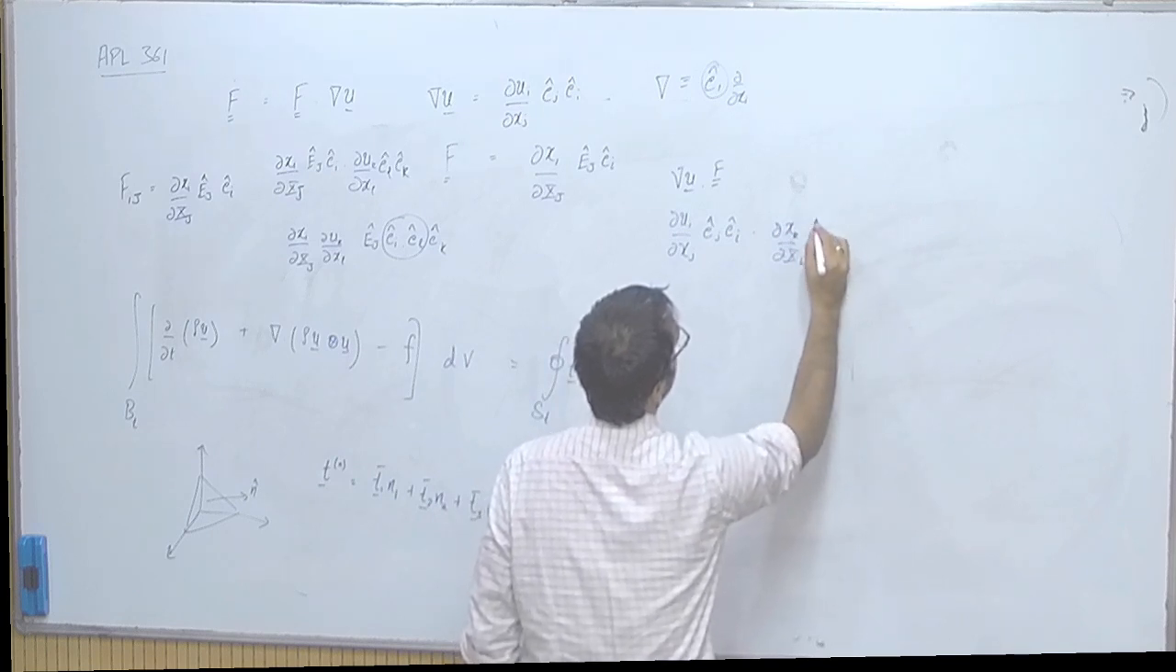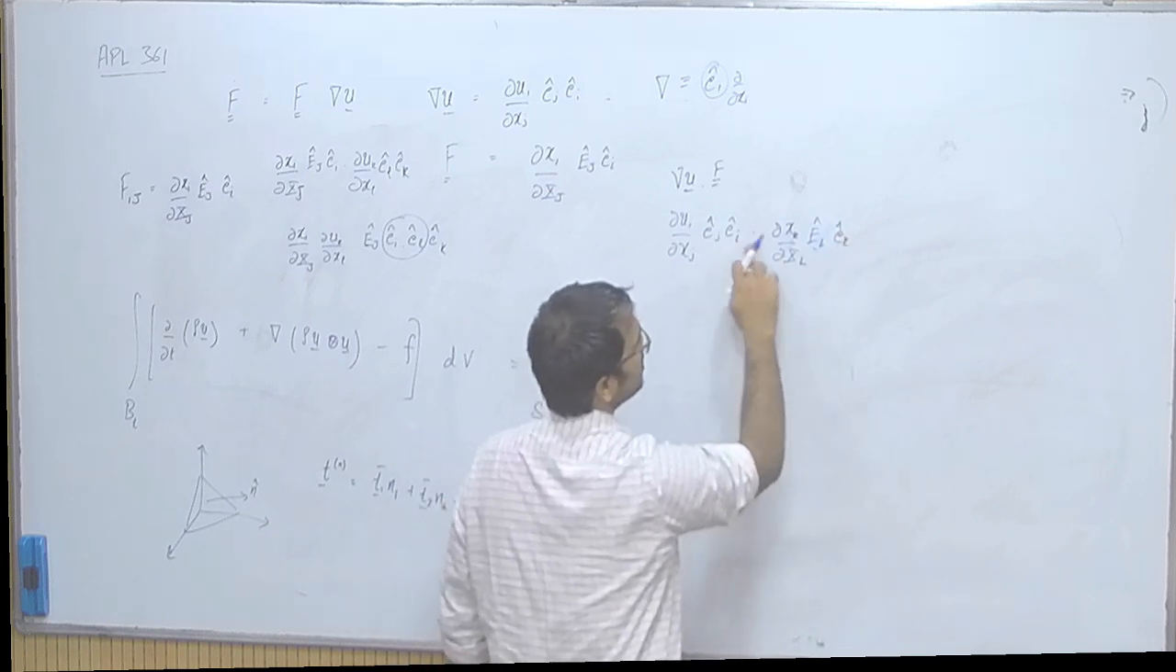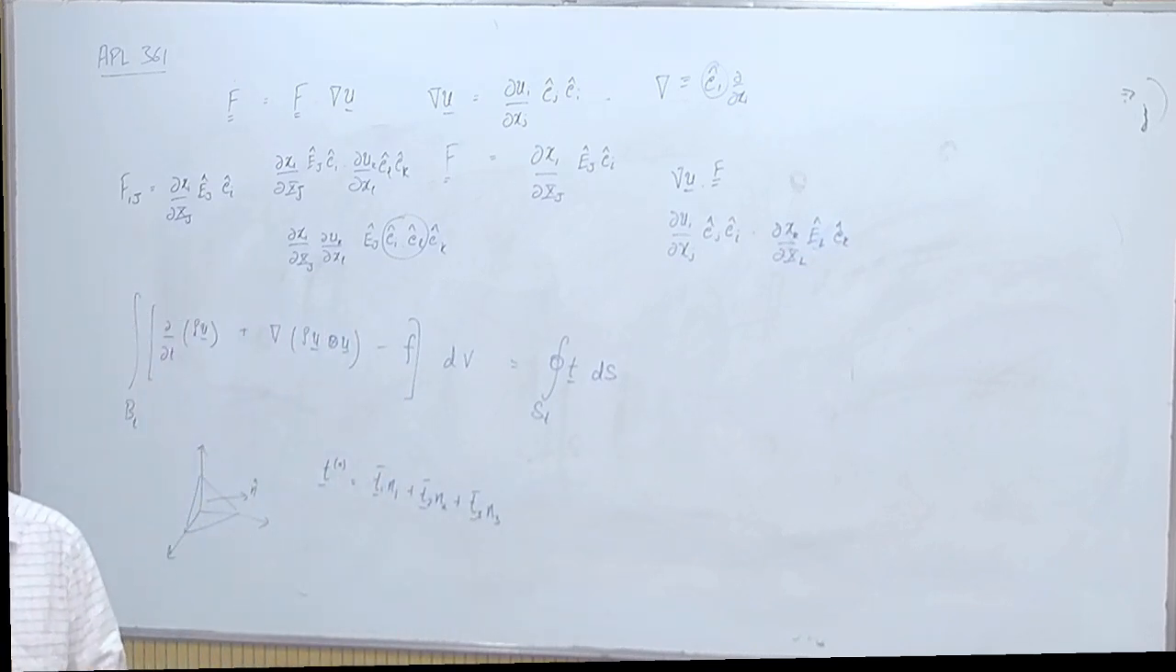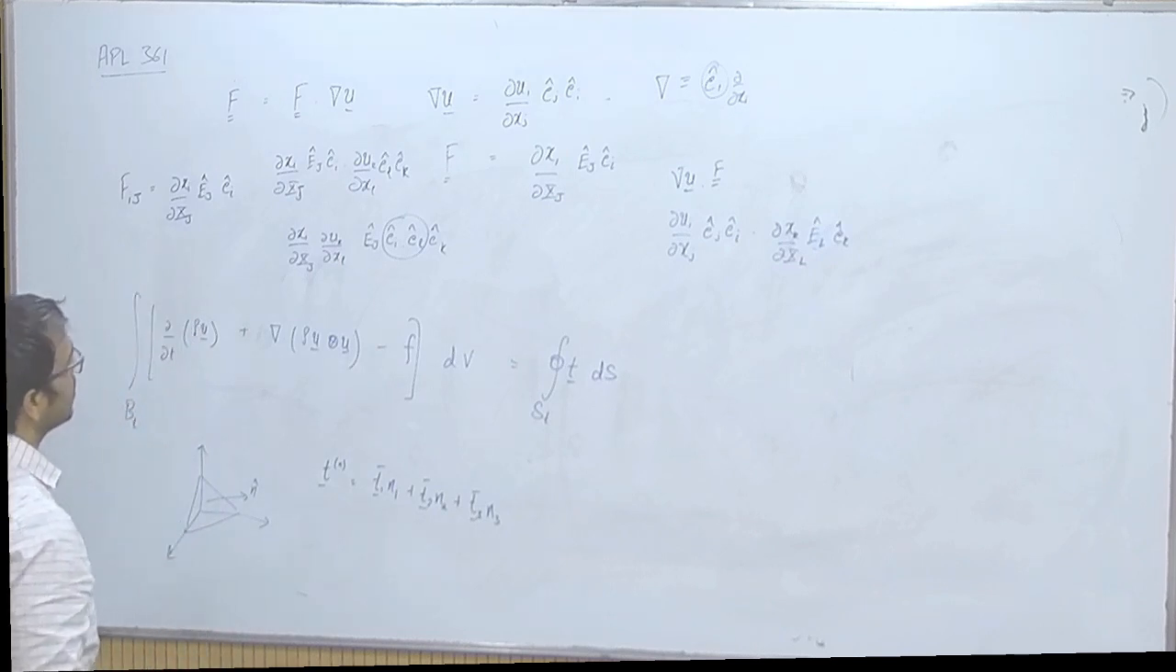So, the problem happens here. Okay, what is the dot product of this basis and this basis? We don't know. That's where the problem starts appearing. Okay, so that is why this is how you need to write f dot.